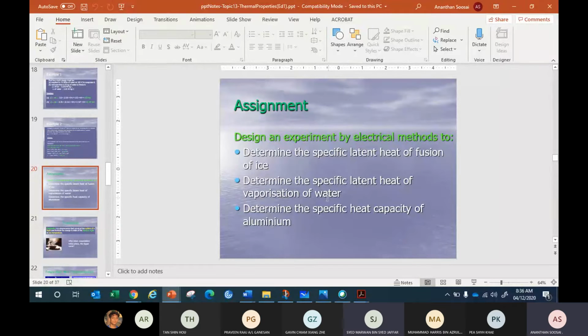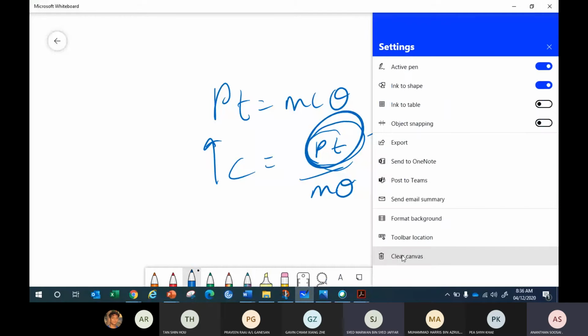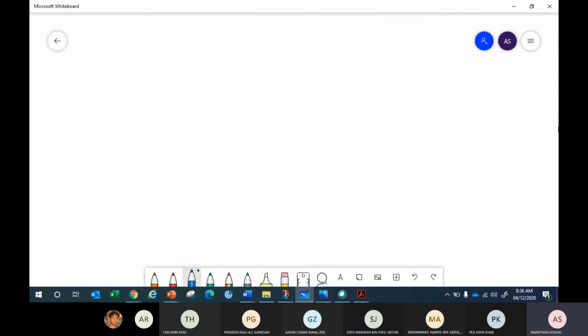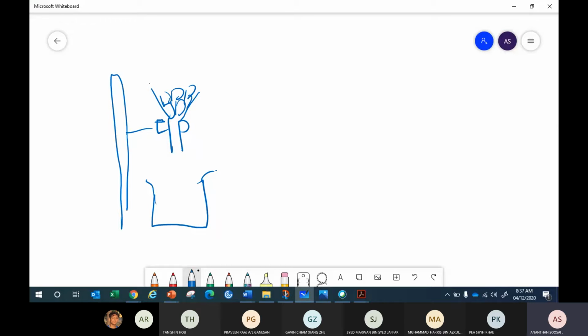Next, determine the specific latent heat of fusion of ice and vaporization of water. First, let's go for fusion of ice. What does the setup look like? Anyone? Recall back your Form 5 latent heat of fusion. You have ice in a filter funnel, and a beaker. The funnel is clamped with a retort stand.